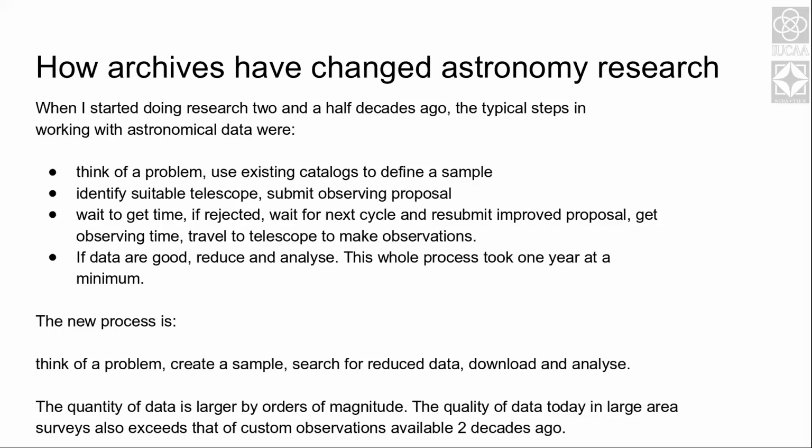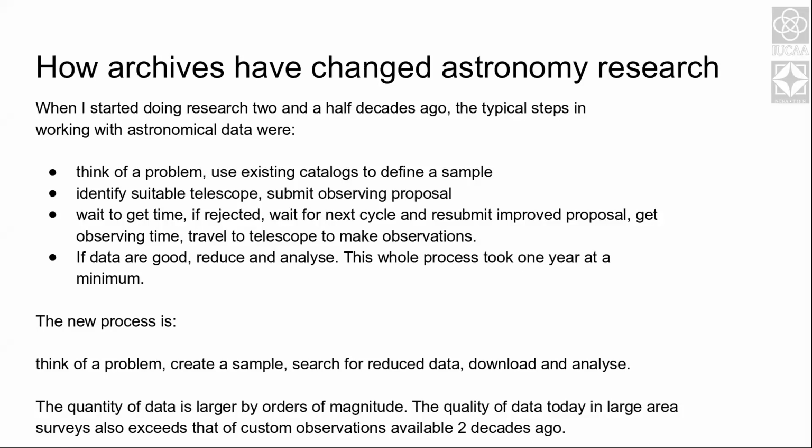When I started doing research 25 years ago, these were the sort of steps that one took. One thought of a research problem, and one then identified a sample from existing catalogs that would help answer the research problem. Then one identified a suitable telescope that would give you data of sufficient quality and quantity in order to answer your scientific questions. And one submitted an observing proposal.